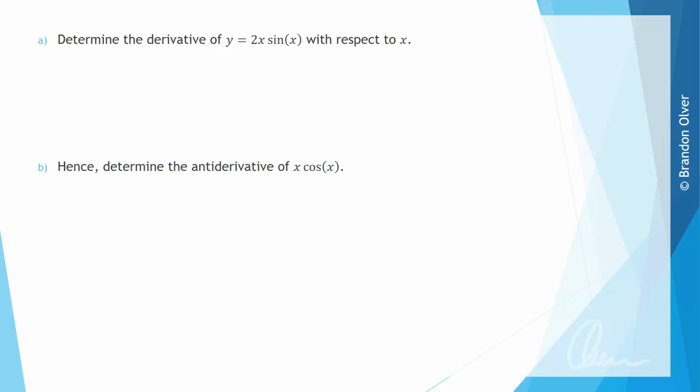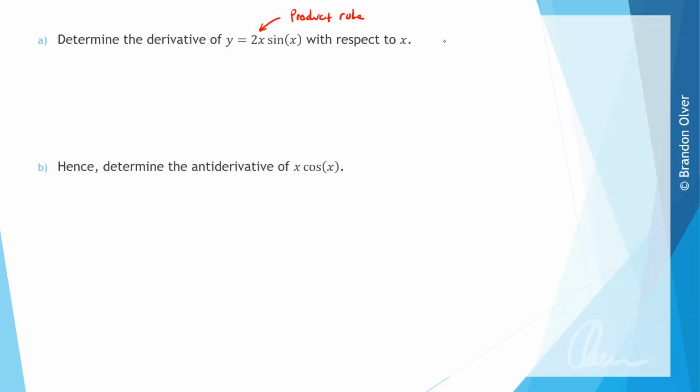For part A of this question, we want to determine the derivative of y equals 2x sine of x with respect to x. So to do that, we need to recognise that this is two functions multiplied together. Therefore, we need to use the product rule for differentiation.